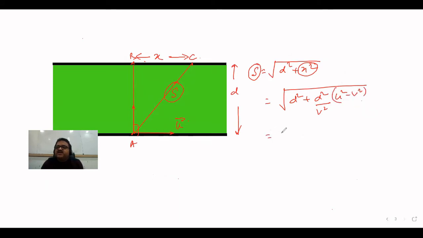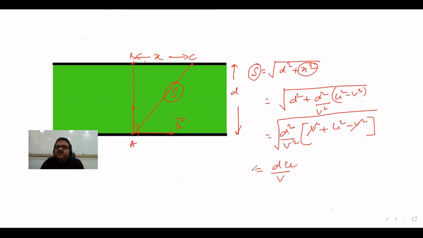And what is that? If I take d square common from this and v square common from this, so the thing will become 1. This will become v square, and this will become u square minus v square. Okay, whole root, and this is equal to d by v, and this v square will cancel. This is multiplied by u, so du by v.